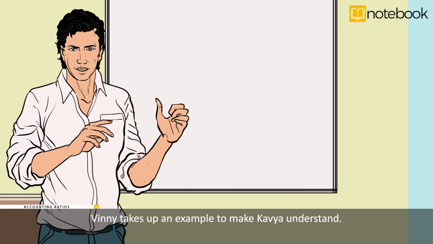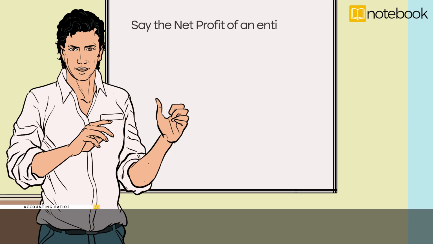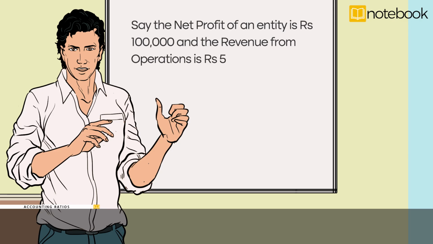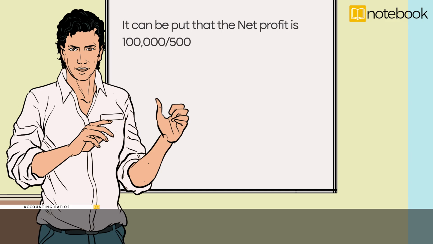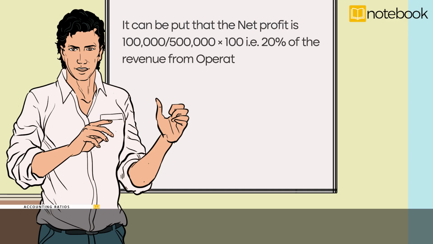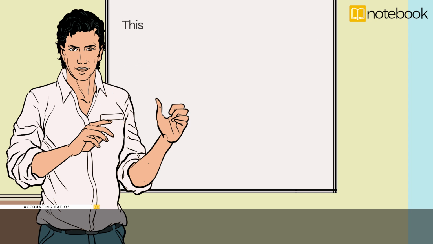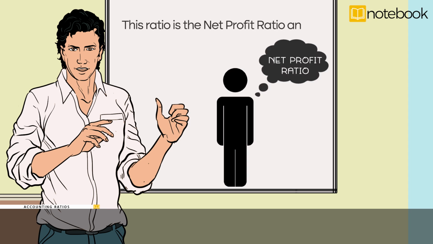Vinny takes up an example to make Kavya understand. Say the net profit of an entity is rupees 1 lakh and the revenue from operations is rupees 5 lakh. It can be put that the net profit is 1 lakh by 5 lakhs into 100, that is 20% of the revenue from operations. This ratio is the net profit ratio and is expressed in percentage.